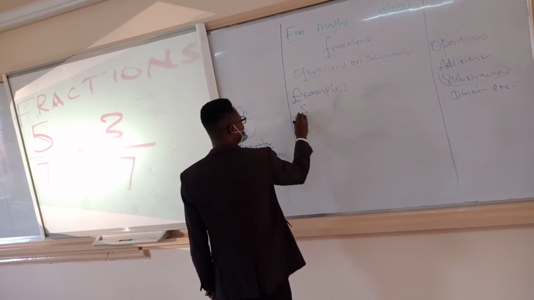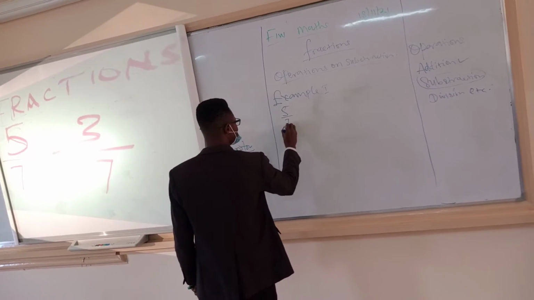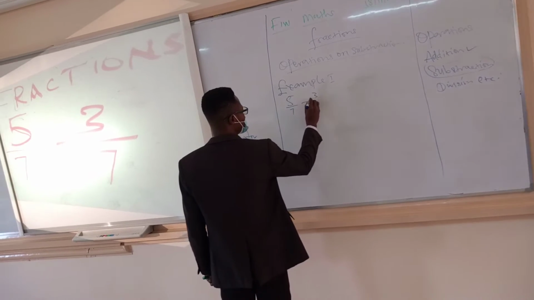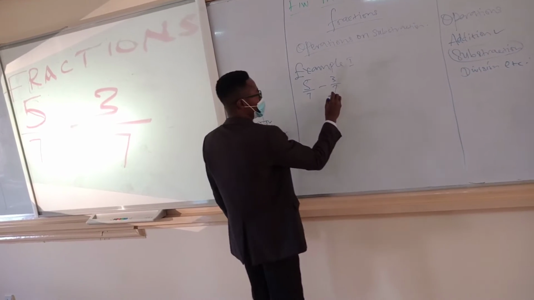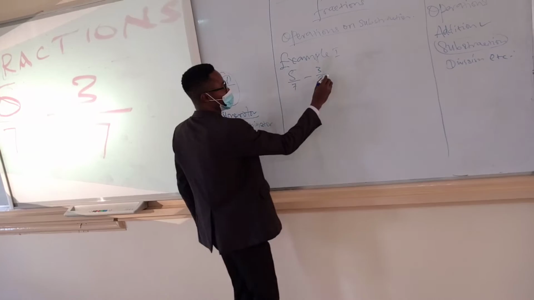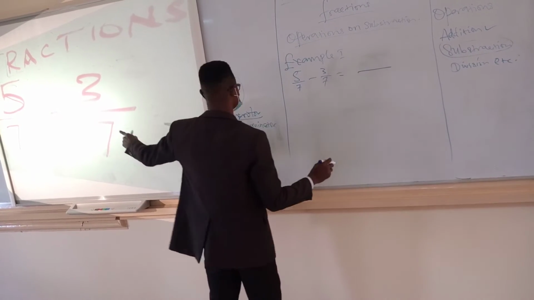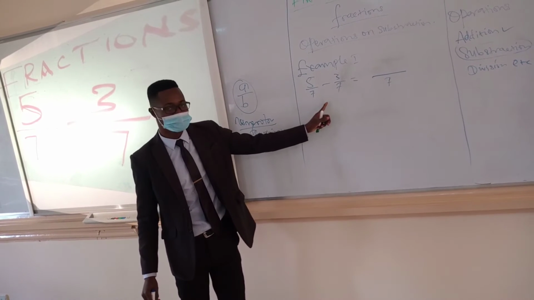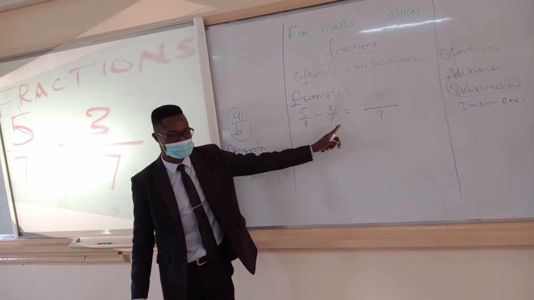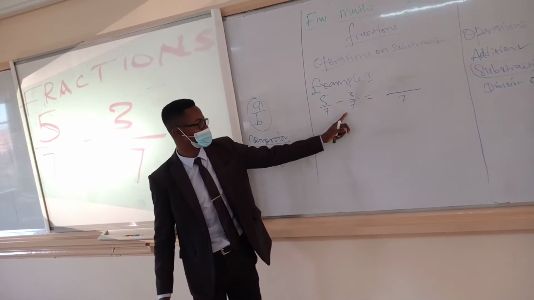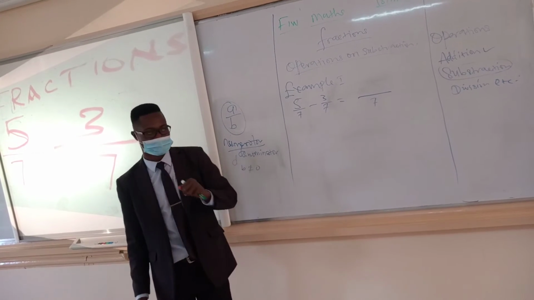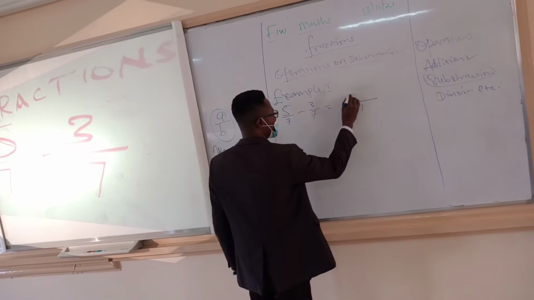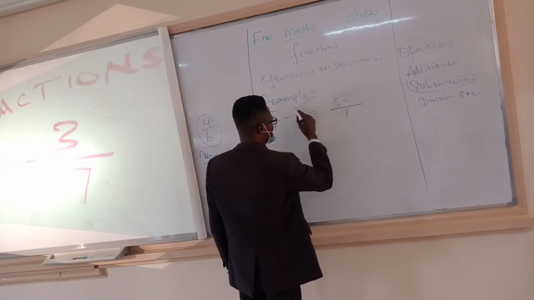We have 5/7 and we have 3/7. Now, our LCM here is what? 7. Because if you observe, we are having the same denominator. So we just take 7 as our common LCM. And then we have 5 minus 3.